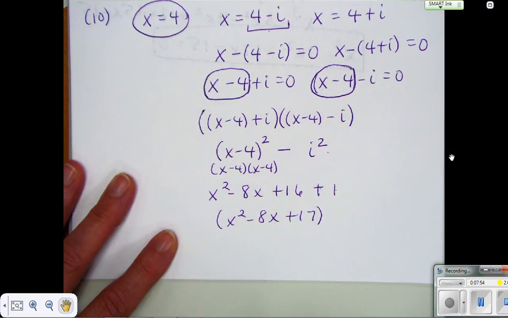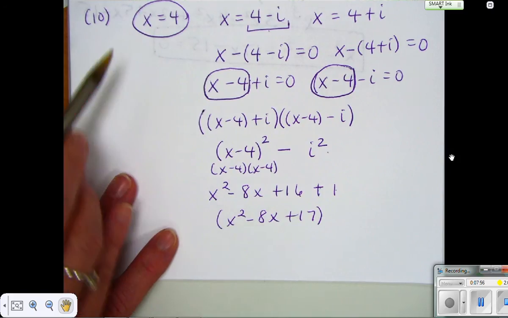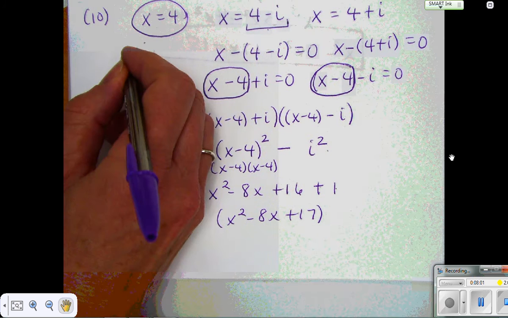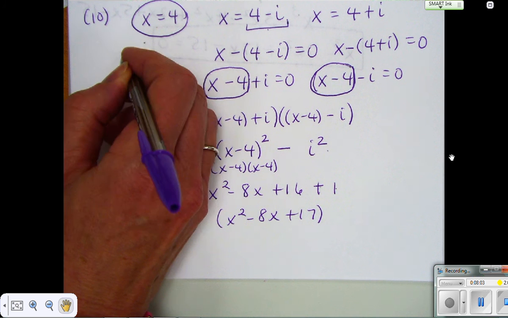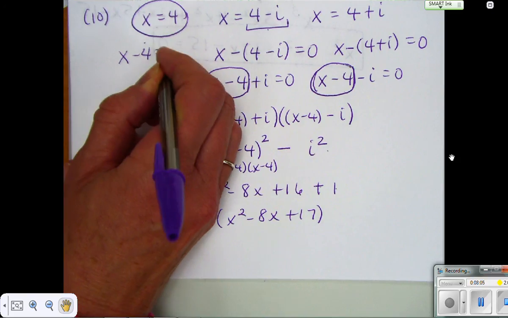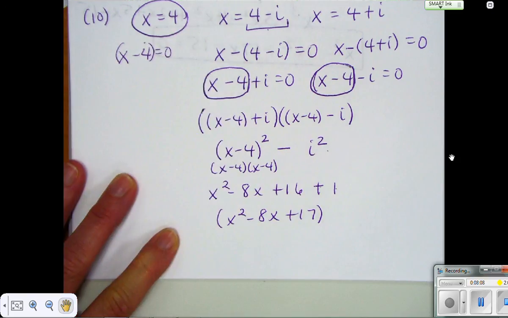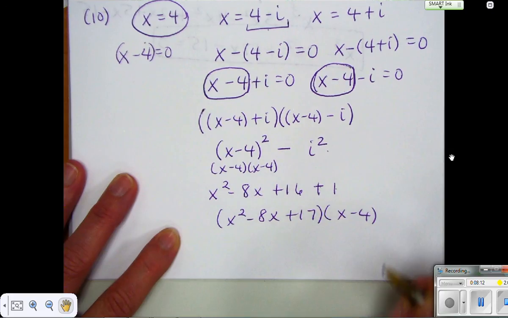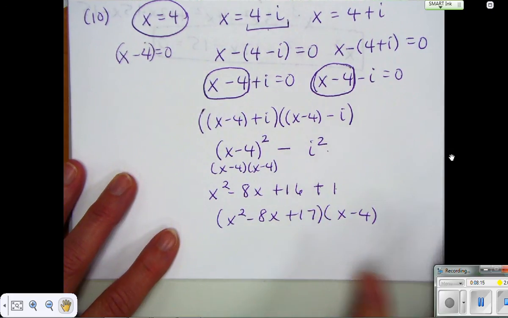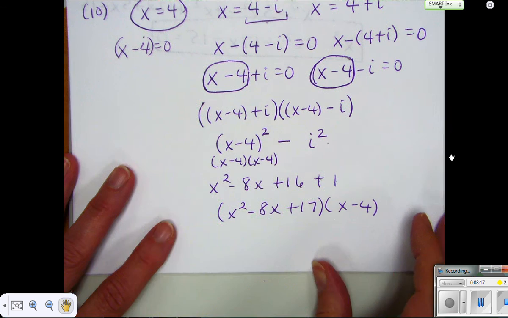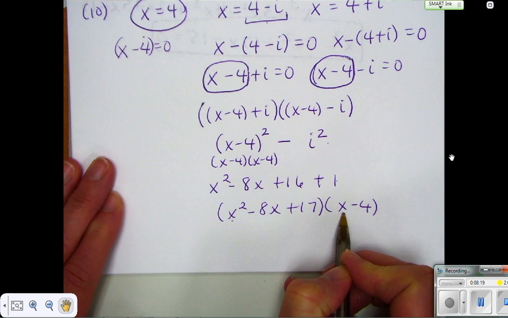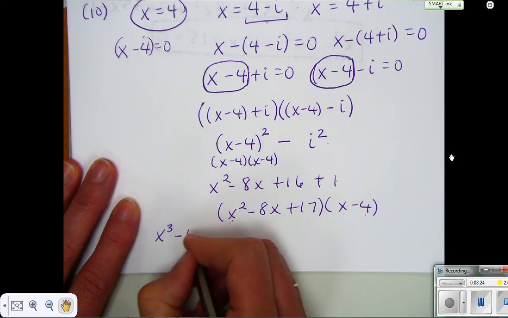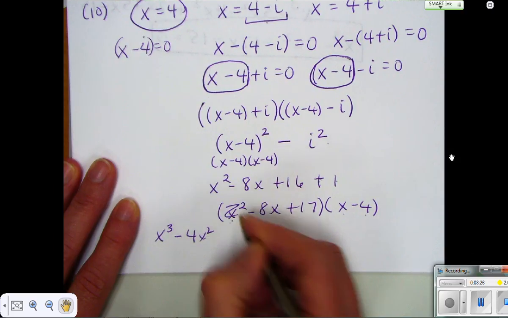And now I'm going to take this trinomial times my last factor. So I want to set this x equals 4 equal to 0, and the binomial factor I get is x minus 4. So I'm going to take this times that last trinomial. We have to just be very methodical about it and careful about our multiplication. x squared times x is x to the third. x squared times negative 4 is minus 4x squared, so I'm done with that first term.